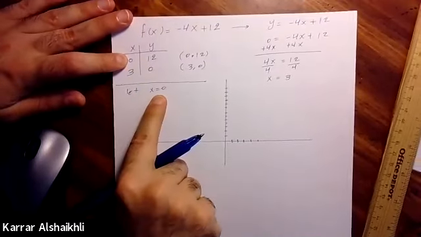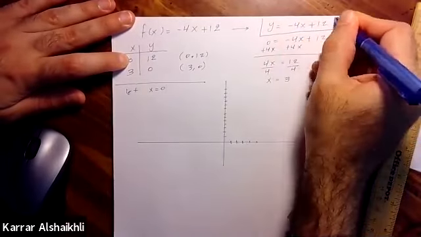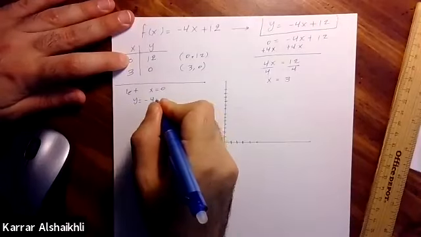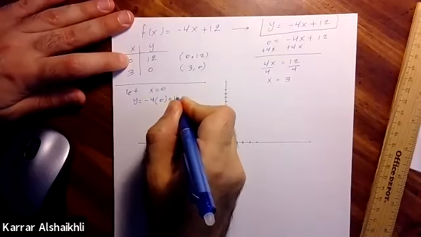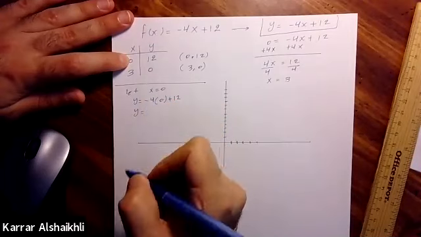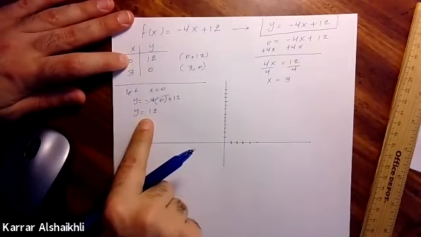I'm going to plug in 0 where? I'm going to use this one. I'm going to plug in 0 here. So y is going to be equal to -4 times 0 plus 12. So y is going to be -4 times 0, which is 0. So y equals what? 12. That means 0, 12. But how can we get the number of the x? For example, the 3. How can we get it?